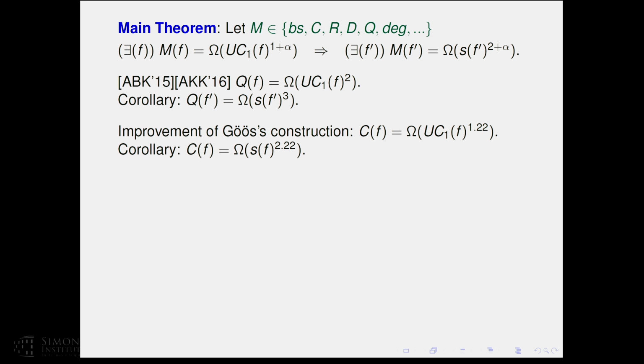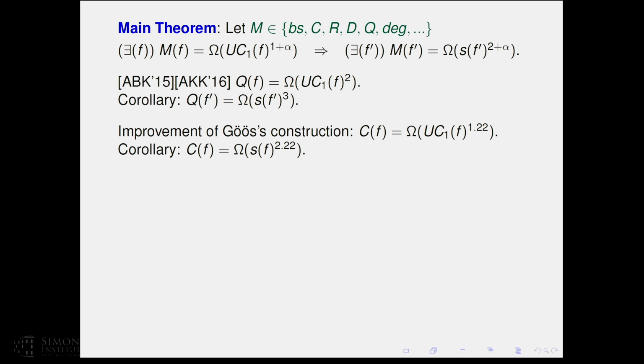And we get two corollaries to our theorem by just plugging in previous separations. So we use a family of functions constructed by Aaronson, Ben-David, and Kothari that had a quadratic separation between quantum query complexity and the degree, which was later shown to also admit a quadratic separation with UC1 of f. We plug that into our theorem, and we automatically get what we wanted, the cubic separation.